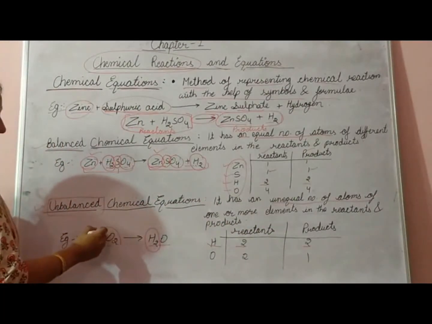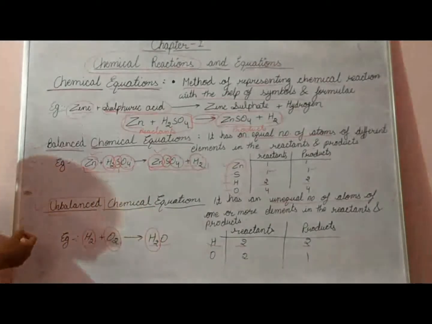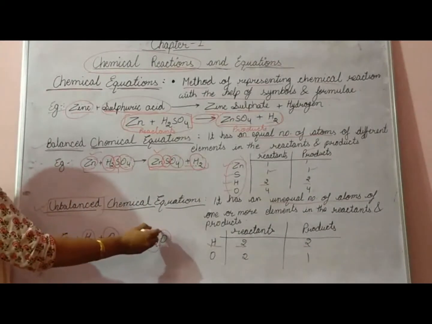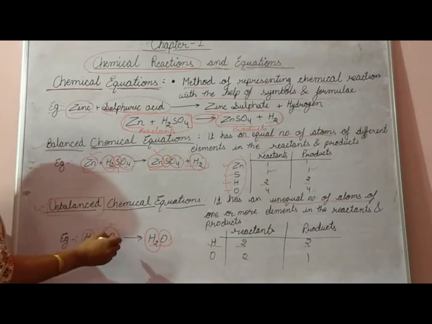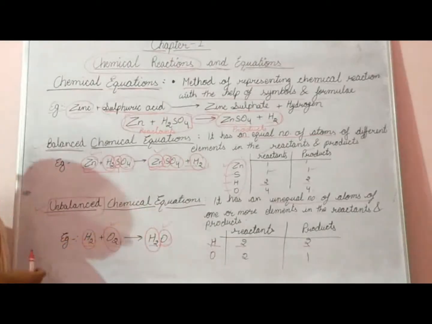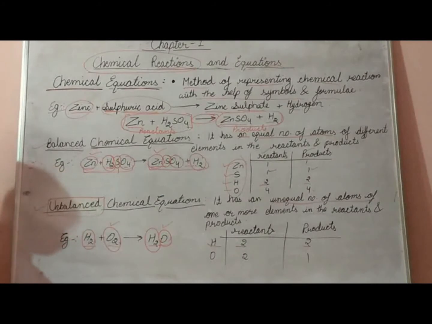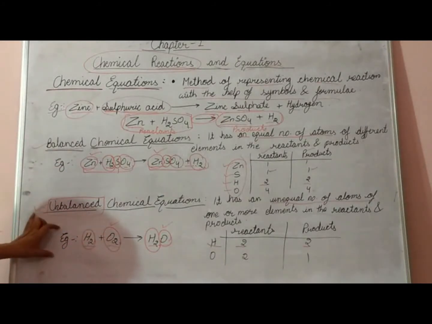Let's talk about oxygen. Here the number of oxygen atoms is 2 and here the number is 1. So 2 atoms of oxygen are here and 1 atom here. The number of atoms is not equal, so we will say that this equation is an example of an unbalanced chemical equation. In such a case, we need to balance this equation. So let's study how we can balance the chemical equation.